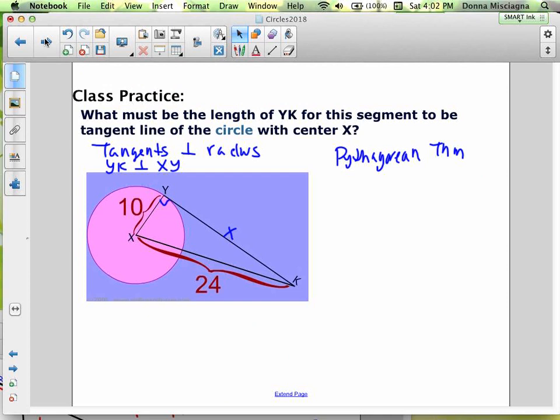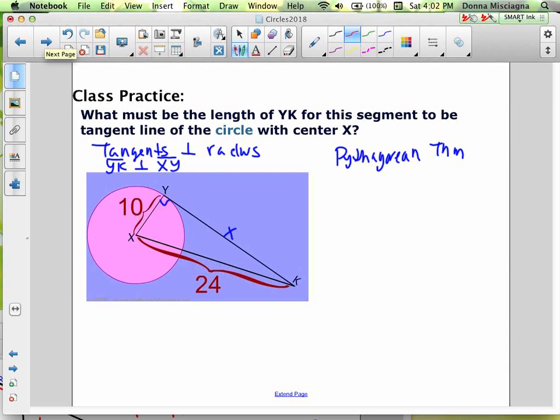All right, so what must be the length of YK for this segment to be tangent to the circle with center X? Remember, you can use Pythagorean theorem because the tangent is perpendicular to the radius. So here YK is perpendicular to XY.